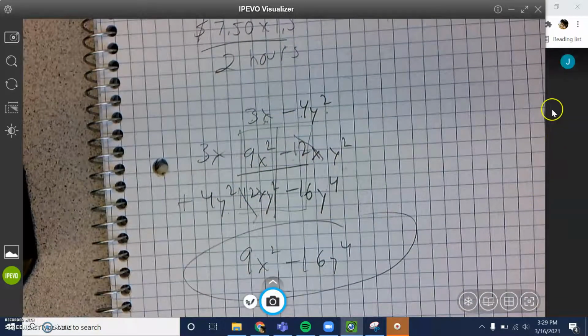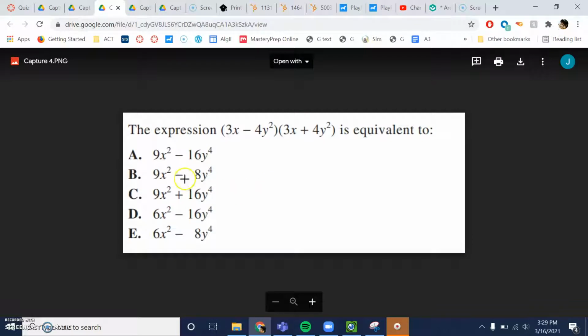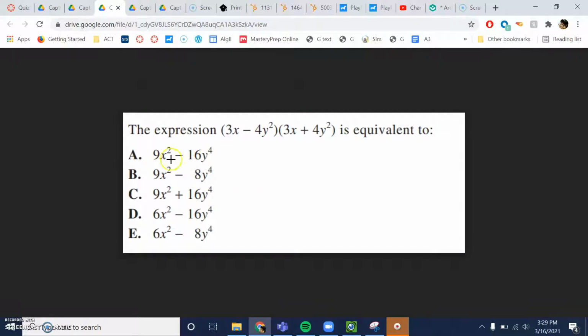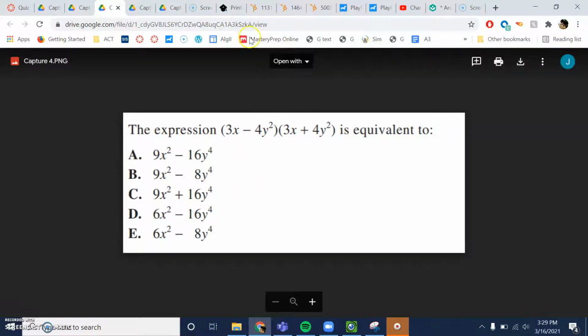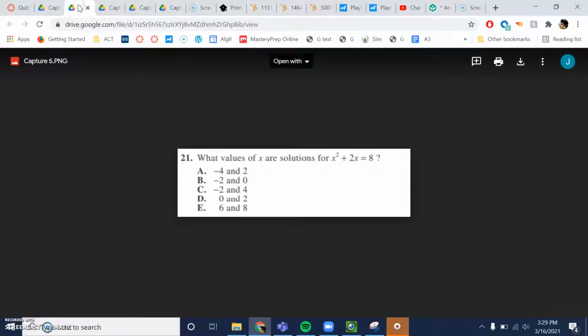That looks like it might be the answer. Let's see. 9x squared minus 16y to the 4th. There we go. So A is the answer to that one. Let's keep it going. What values of x are solutions for x squared plus 2x equals 8? Go.